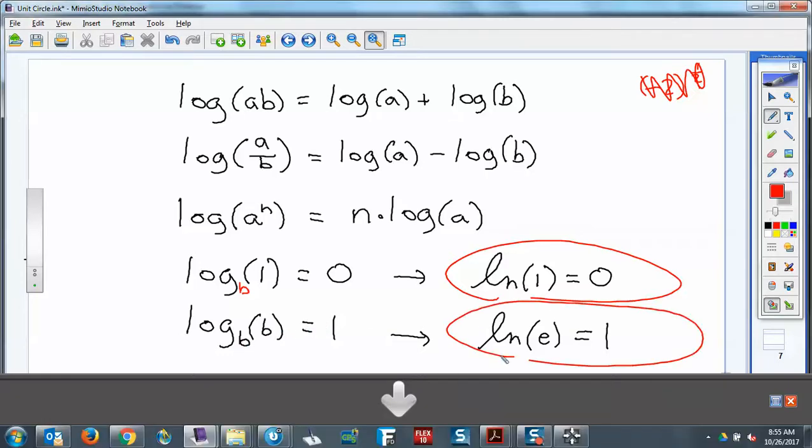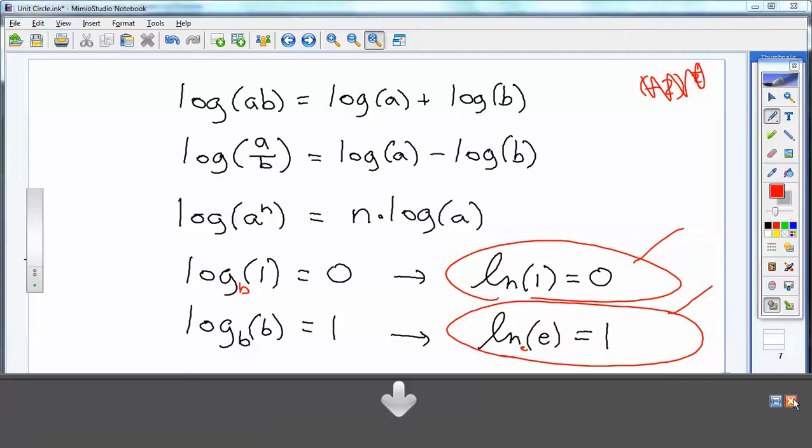Now where we always see that is with e, because remember natural log is base e. So ln e is 1. So these two we just need to memorize. Okay, ln 1 is 0 and ln e is 1. Okay, you see those? We use those all the time.